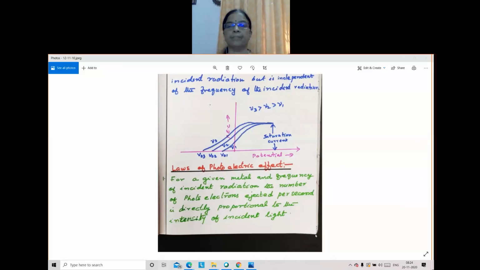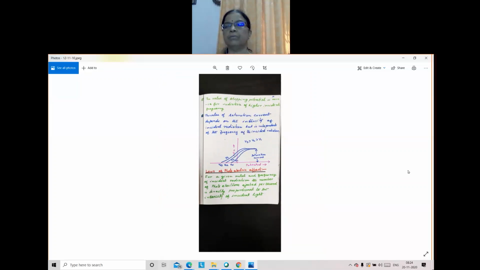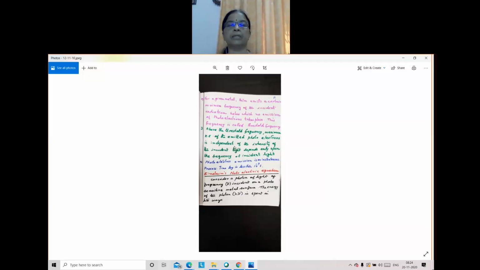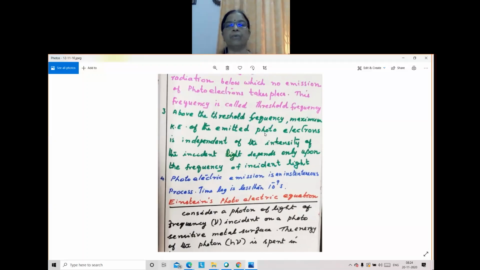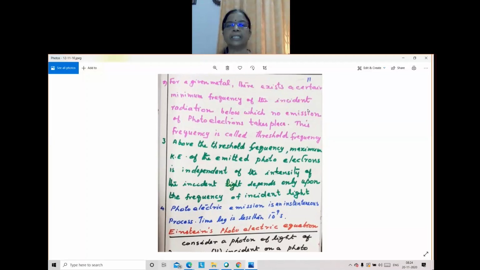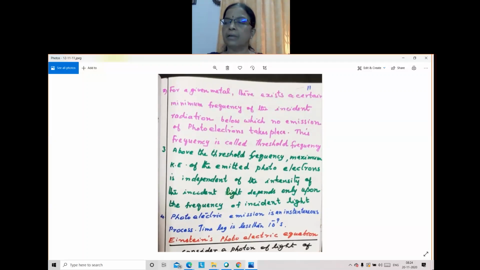Okay, second law. First, intensity is proportional to photoelectric current. Second, for a given metal, there exists a certain minimum frequency of the incident radiation, below which no emission of photoelectron takes place. That we just now explained.